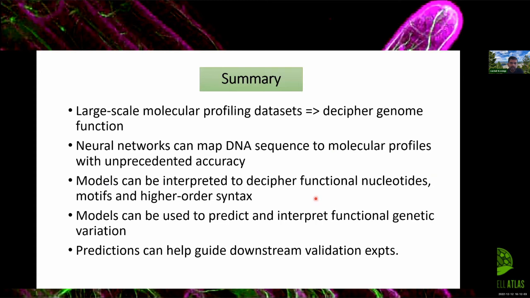So with that, I'll just conclude and say that we can actually use large-scale molecular profiling data to decipher genome function at the level of sequence. Neural networks can map DNA sequence to a whole variety of molecular profiles at unprecedented accuracy, but they are not completely uninterpretable black boxes. We have a series of interpretation tools that you can leverage to decipher functional nucleotides, motifs, higher order syntax. You can use them as simulation engines. You can interpret repeats. You can, of course, use them to predict and interpret functional genetic variation, and you can use them for specific targeted design of downstream validation experiments, which may not be feasible to perform always in high throughput.